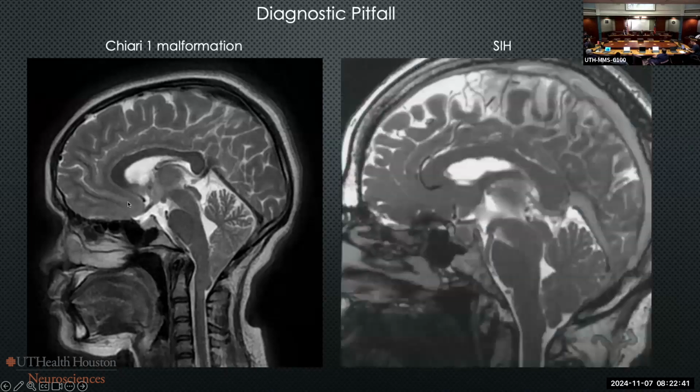Now, here's our friend with SIH. Yes, these tonsils are low, that is true, but the midbrain has descended, okay? So that's a really, really important difference. Plus, look at the intracranial veins, and this patient even has the double skull sign, so he's had low pressure for some period of time.